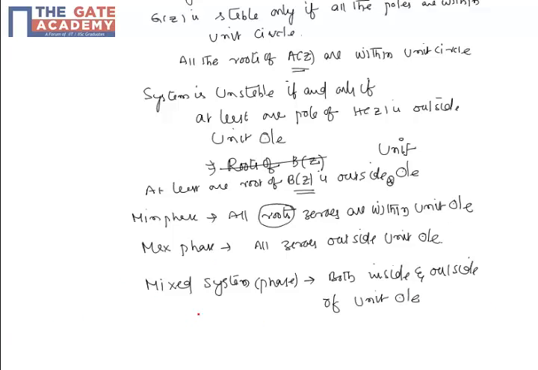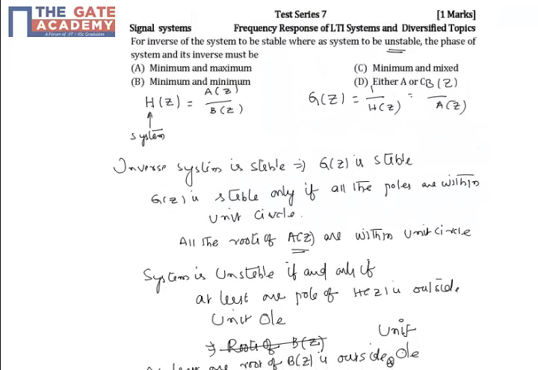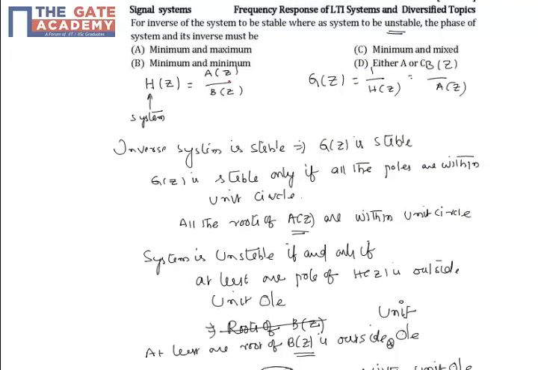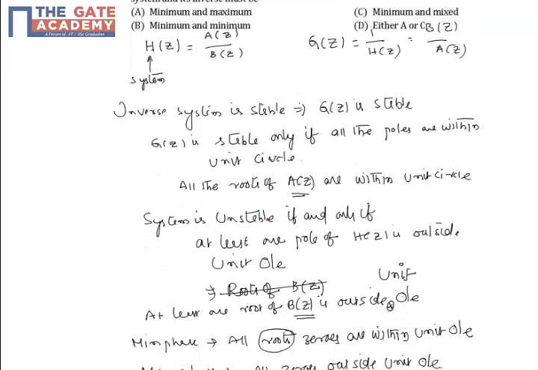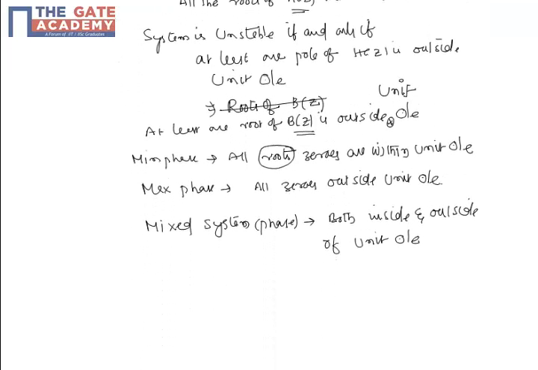So now if you see the zeros of a system, zeros of a system means roots of A(z). If you see here, all the roots of A(z) are within the unit circle. That means all the zeros of the system are within the unit circle. If all the zeros of a system are within the unit circle, then it means it is minimum phase. So the system is minimum phase.